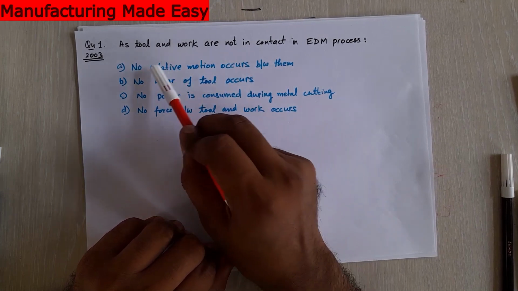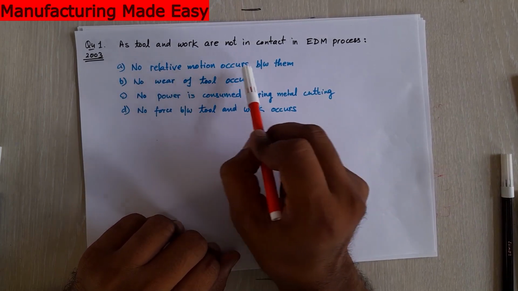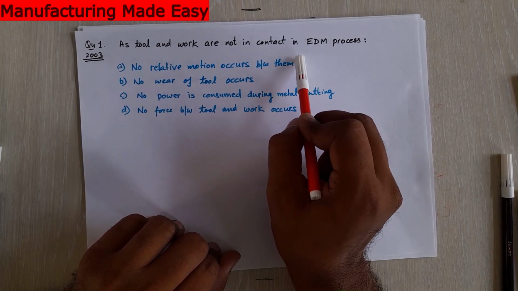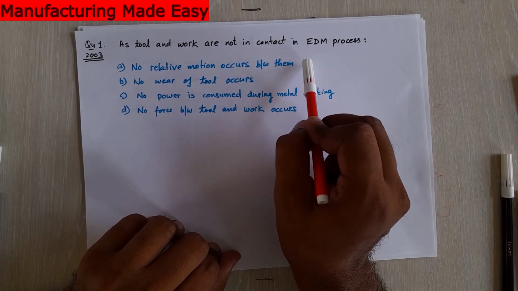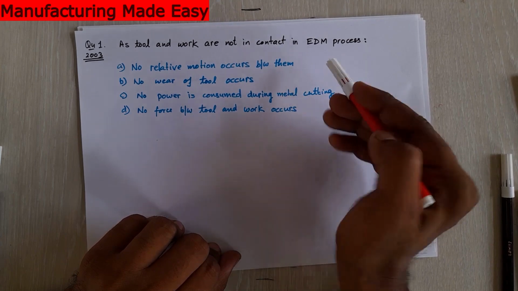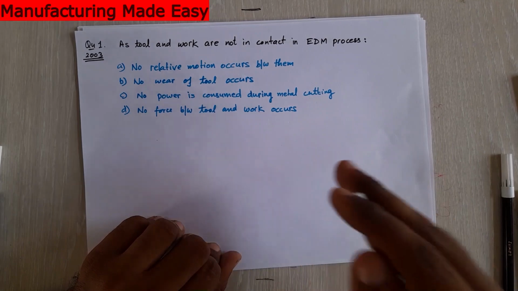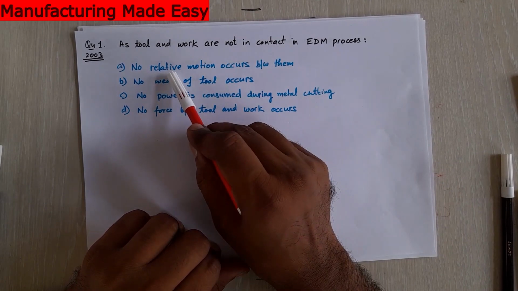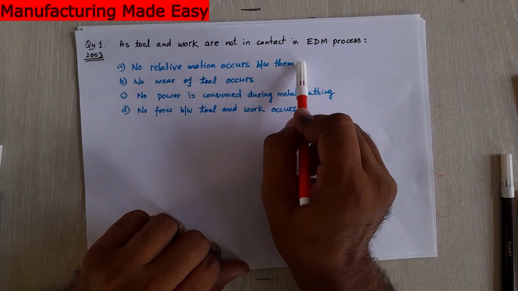Let's see these. First one is no relative motion occurs between them. There is a relative motion because tool is going downward as it is creating or machining the surface, or there is a crater formed in the workpiece. The tool with the help of servo control system is going downward. So there is a relative motion between the tool and workpiece.